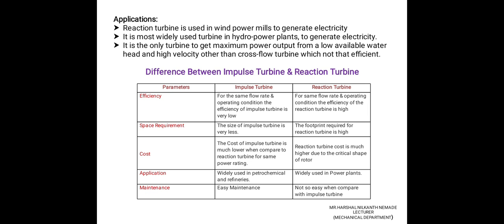Application: the impulse turbine is widely used in petrochemical plants and refineries. The reaction turbine is widely used in power plants. Maintenance: it is easy in impulse turbines, and not easy in comparison for reaction turbines. Maintenance is not easy in a reaction turbine. Okay.